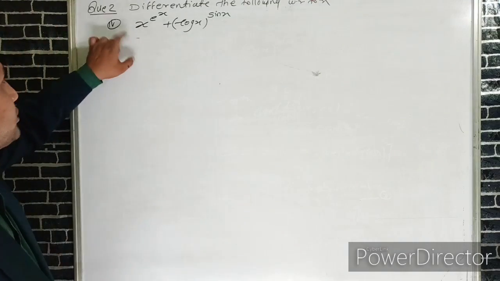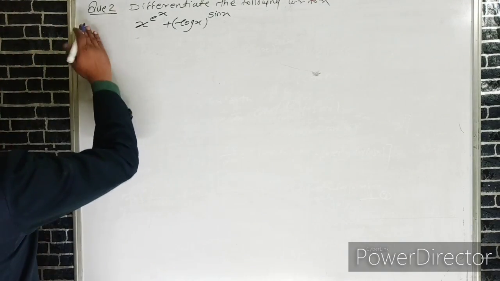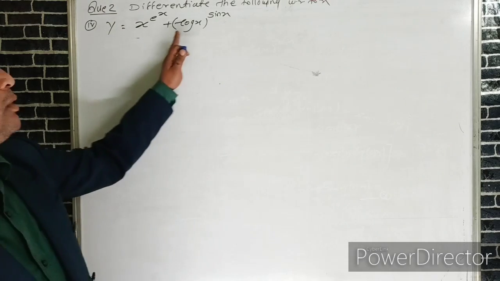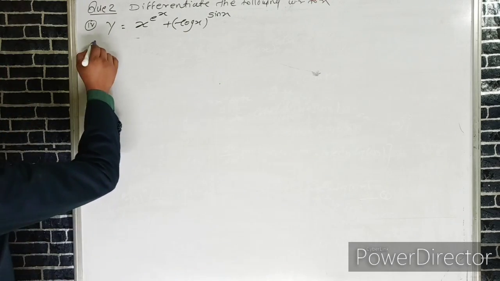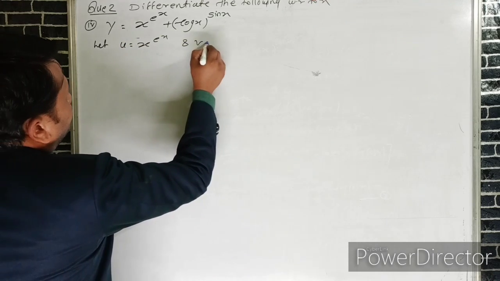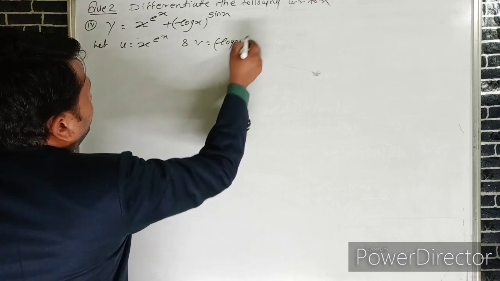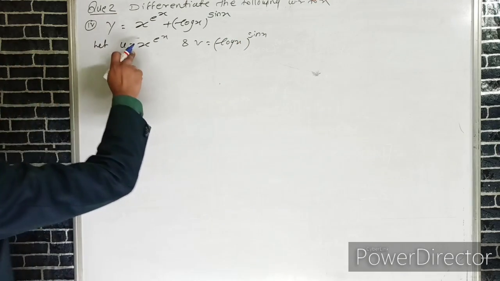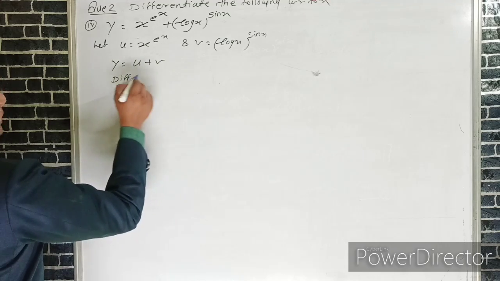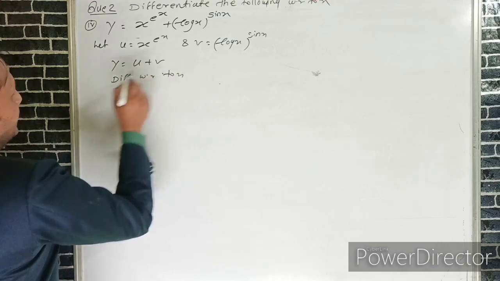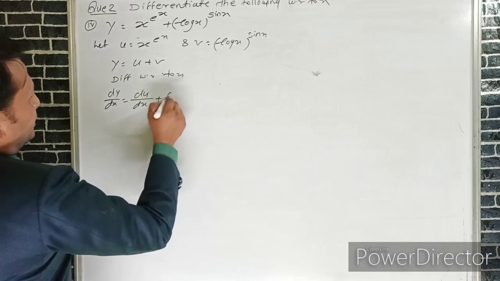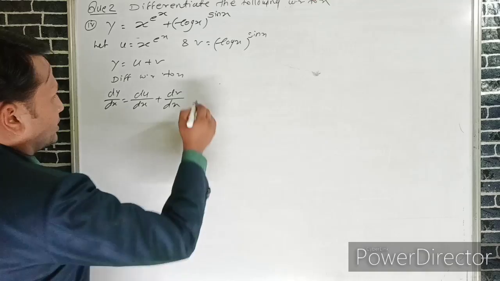Now again similarly we can solve this. First we consider that y is equal to x raised to the power e to the power x plus (log x) raised to the power sin x. First let u be equal to x raised to the power e to the power x, and v be equal to (log x) raised to the power sin x. If we put the values of u and v, then y becomes u plus v. If we differentiate with respect to x, then we can write dy upon dx is equal to du by dx plus dv upon dx. Equation number 1.